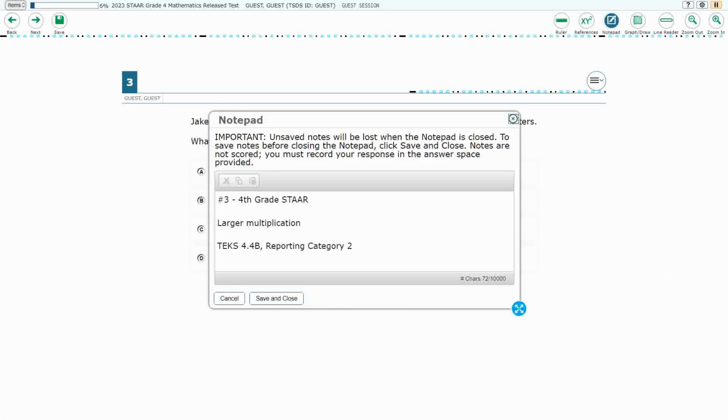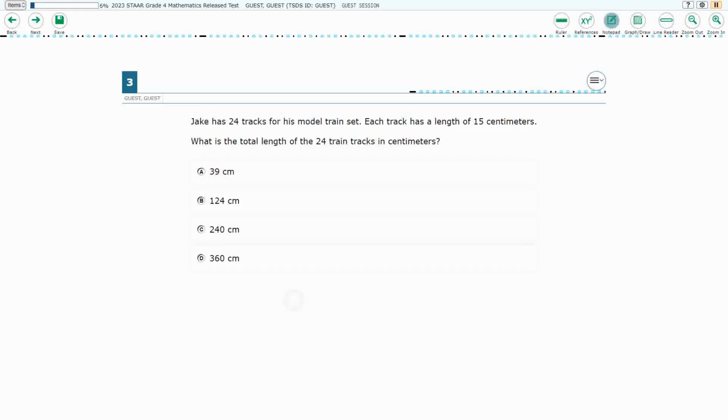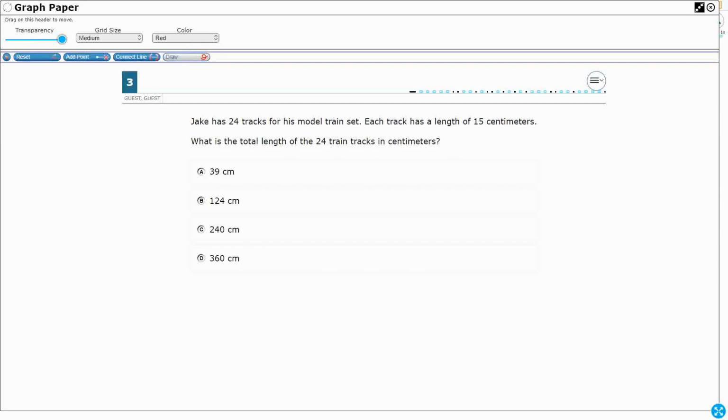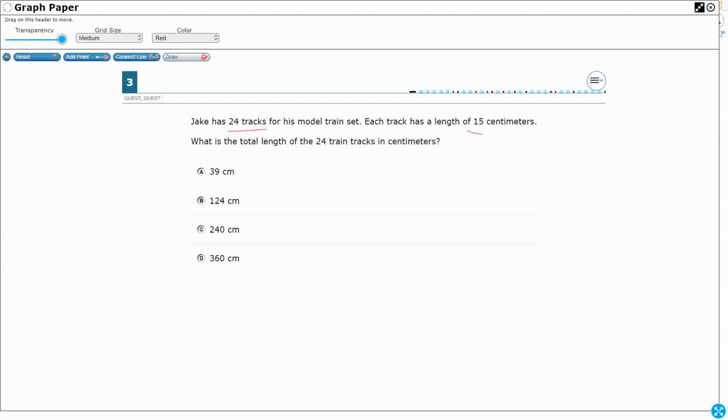For number 3, we are looking at larger multiplication. This is TEKS 4.4b in reporting category 2. And we just need to multiply these numbers here, right? So Jake has 24 tracks for his model train. Each track is length of 15. What is the total length of the 24 train tracks?